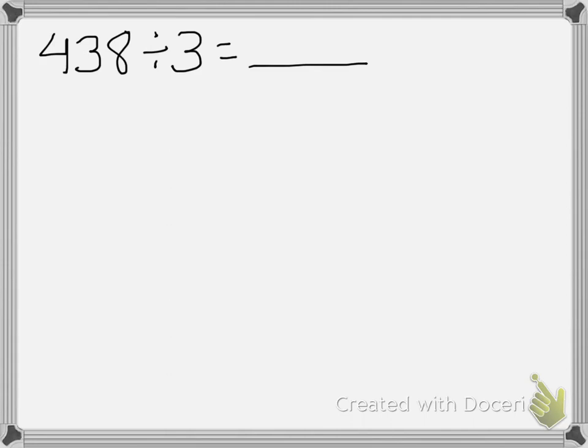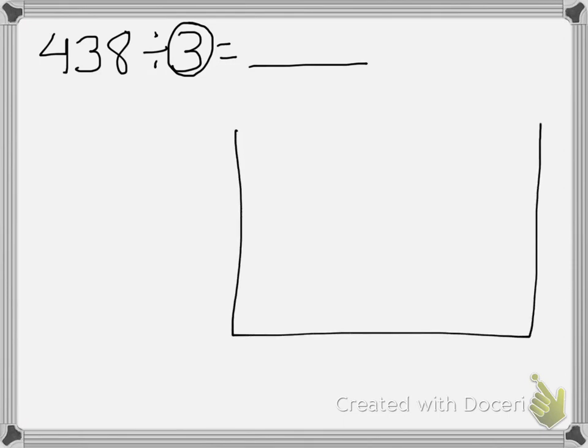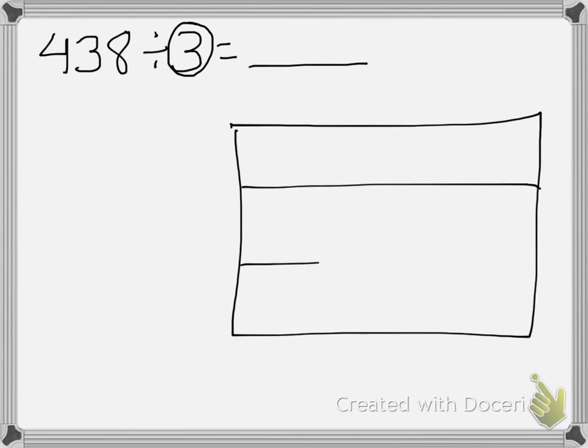The first thing I want to do is look at my divisor. I see I need 3 groups, so I'm going to go ahead and make my array with 3 groups. So I have 1, 2, 3 sections.